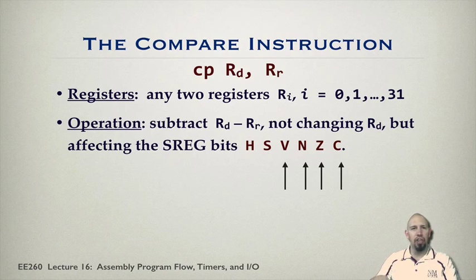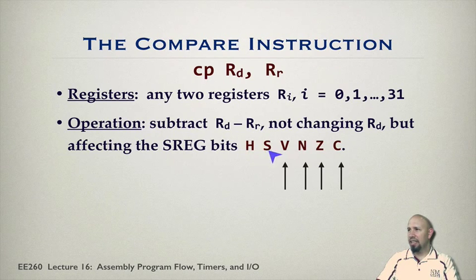First one is the compare instruction. Awesome instruction. I compare two registers, any two registers between 0 and 31, so it doesn't have to be just registers greater than 16. It can be any register. Basically what the operation does is it subtracts the two registers, RR from RD, but it doesn't change RD. That's nice. I guess it's like a free subtraction without changing the destination register. So I can do a comparison without affecting what happened in the destination register. That's awesome.